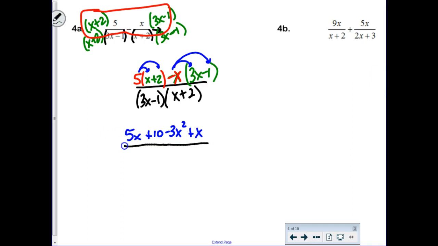Now don't forget, you're keeping that common denominator. It's not going anywhere. And as I look through that numerator, I see I have a couple of like terms. So I'm going to rewrite that numerator in standard form at least.